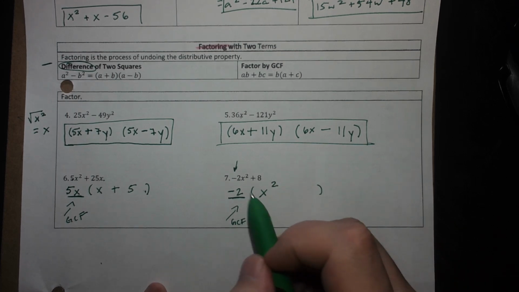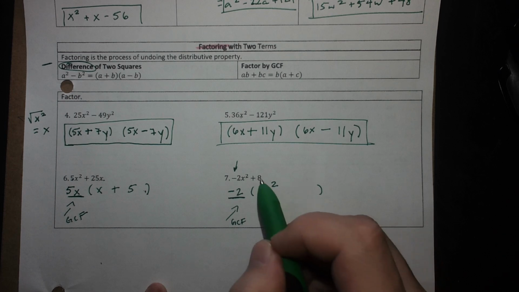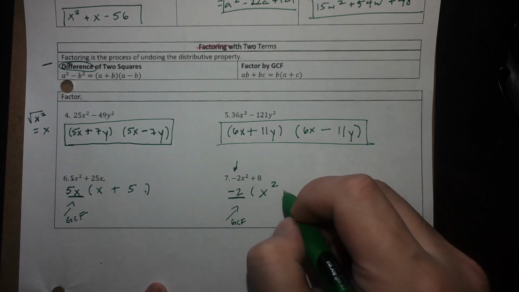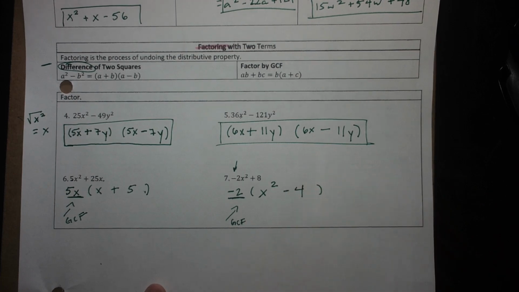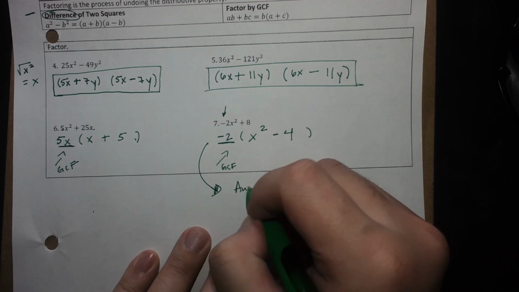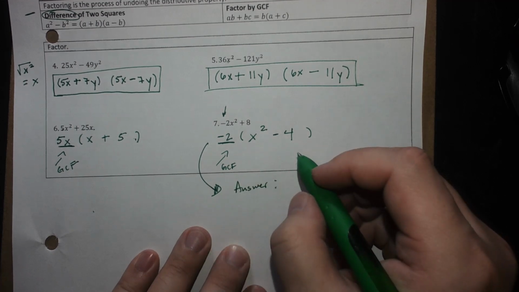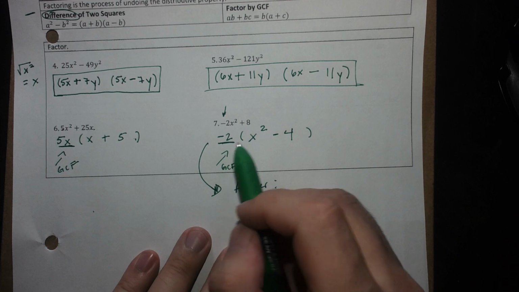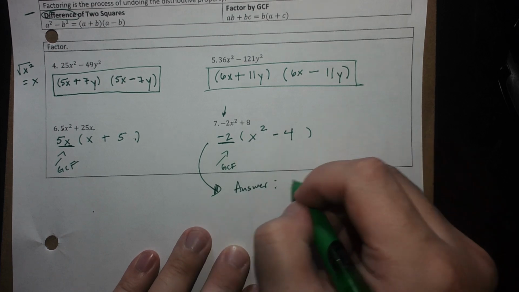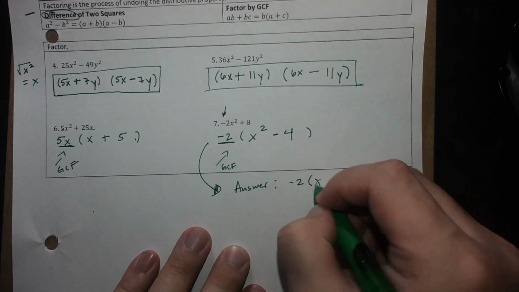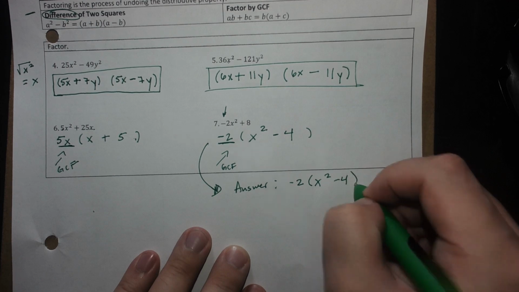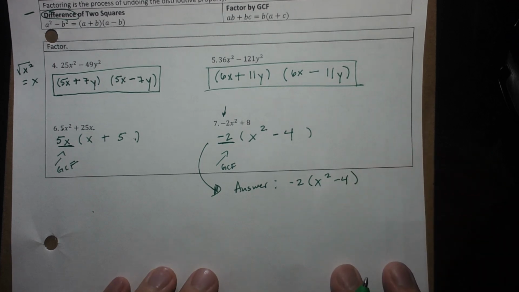And then negative 2 times what is going to give me positive 8? That's going to be negative 4. So your answer is not negative 2 times x squared minus 4. Okay, but I'm going to go ahead and write this over here. I'm going to rewrite negative 2 times the quantity of x squared minus 4. Because here's the reason why.